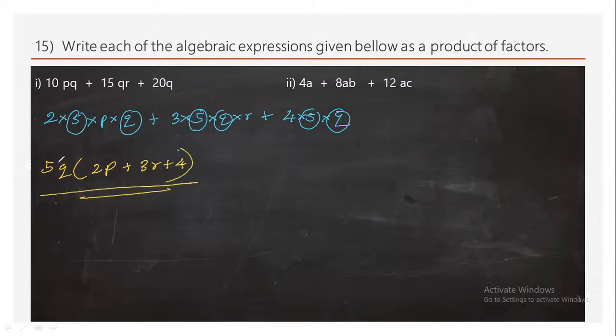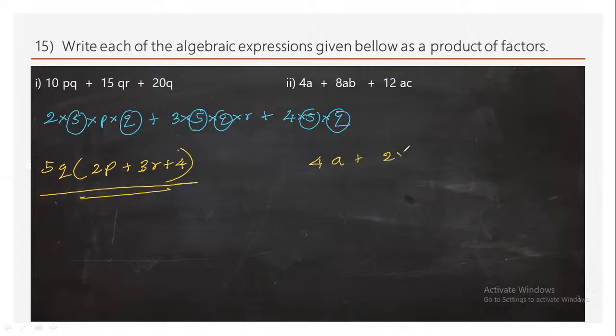Even if you want to check, you can expand the brackets and see whether the same answer comes back. 5Q into 2P is 10PQ, 5Q into 3R is 15QR, 5Q into 4 is 20Q. Then the answer is the same. Second question, 4A plus 8AB plus 12AC.